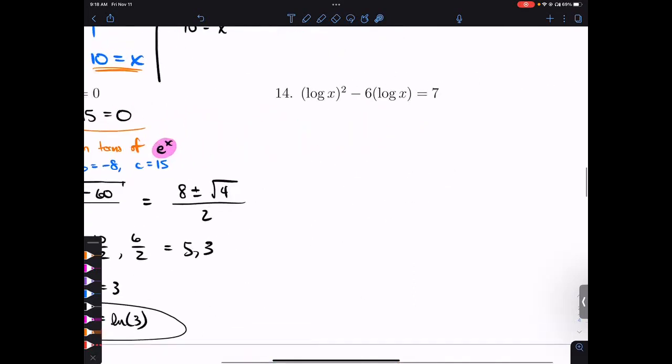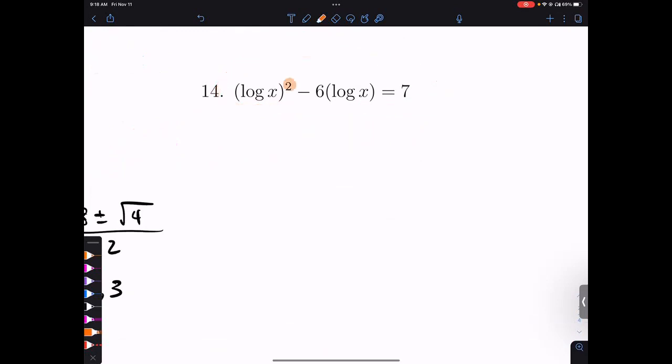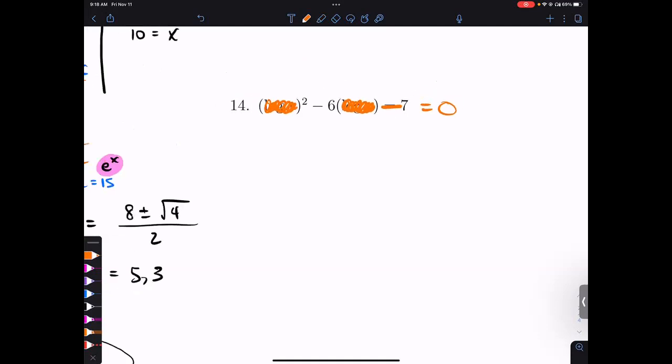So 14 would be a similar kind of thing. Notice here that this is not the log of x squared. This is the log of x, squared, right? Something like that if you like. So again, you'd use the same idea. Treat this like it's that. The first thing I would do is move this 7 over to get it set equal to 0, and then try to do quadratic things. I'm going to leave that one there for y'all to finish.